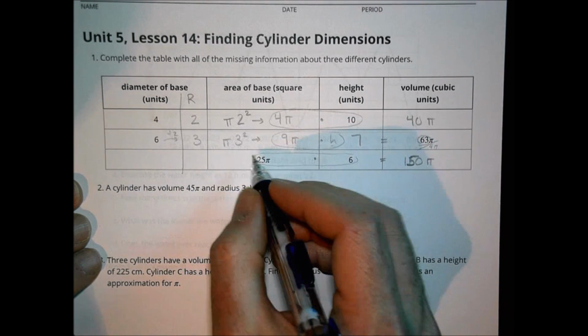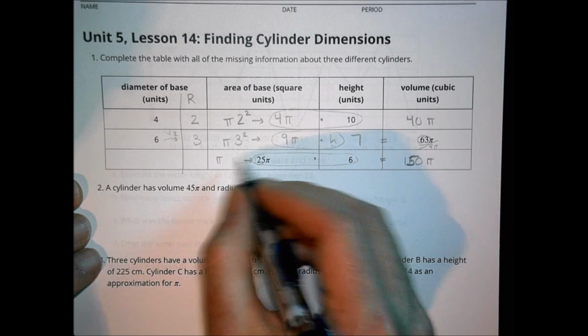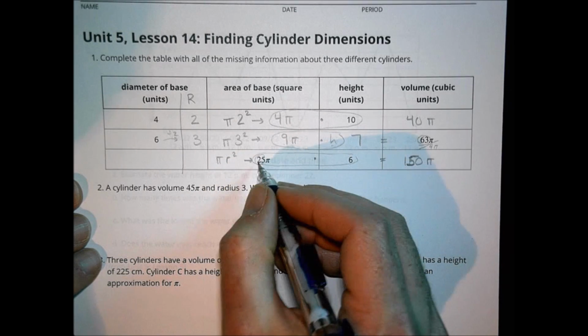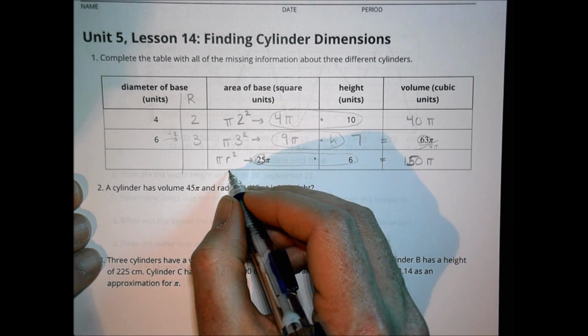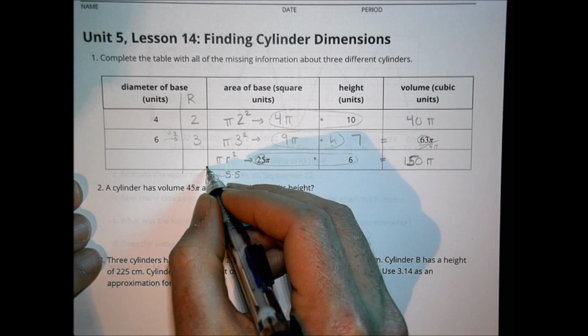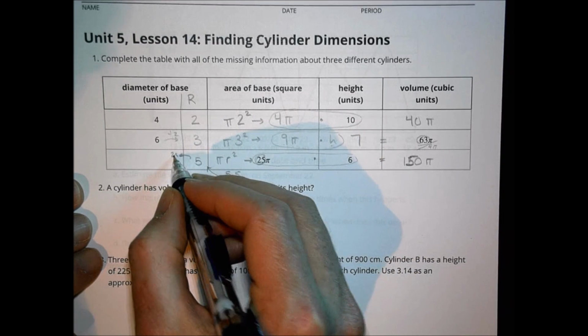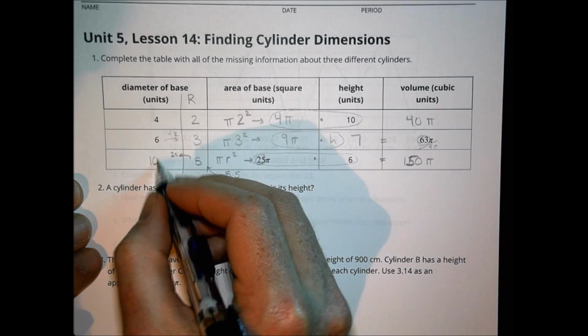And to go back this way, I think about pi times the radius squared. So what number times itself can get you to 25? That's going to be 5 times 5, or 5 squared, which makes our radius equal to 5. And to go this way, I'm going to multiply by 2. So 5 times 2 is 10.